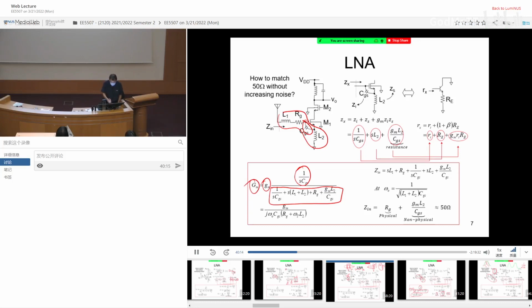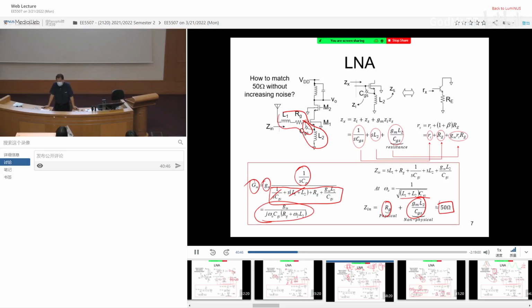Okay, and then you substitute. Of course, you already know this guy will cancel out at the resonant frequency, so eventually you end up having something like this. So we are going to pick L1, L2 such that it resonates out with CGS, and the resistance now has the physical one and the non-physical one, and our goal is trying to make them equal to 50 ohm. So this is a very famous example of low noise amplifier design, single transistor.